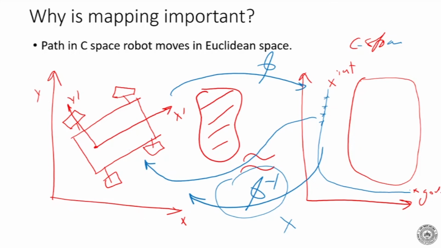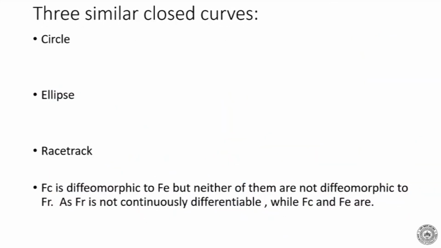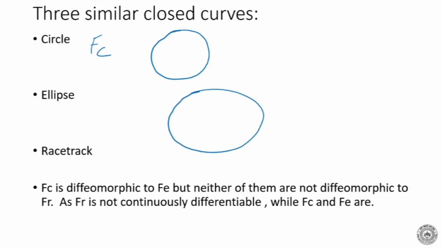Now, for example, cases where the mapping may not exist, the inverse may not exist, or it need not be continuous: you have a circle. We can call this FC. The ends have to meet. So this is a circle, and this is an ellipse, which we call FE. And we have a racetrack, which is two straight lines joined by two semicircular ends.